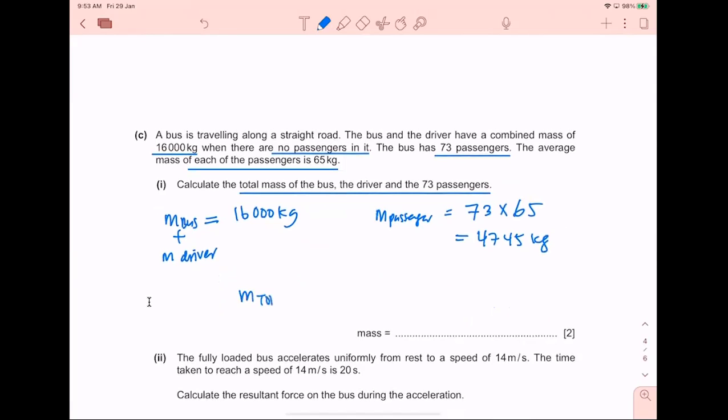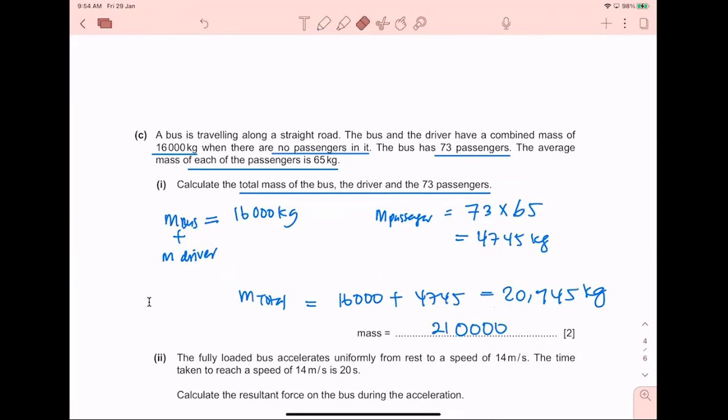So what is the combined mass? The total mass is equal to 16,000 plus 4745. So the overall you are going to get is 20,745. But like I said last time, you can round the answers to 2 to 3 significant figures. So if you answer 21,000 kilograms, that is also acceptable.